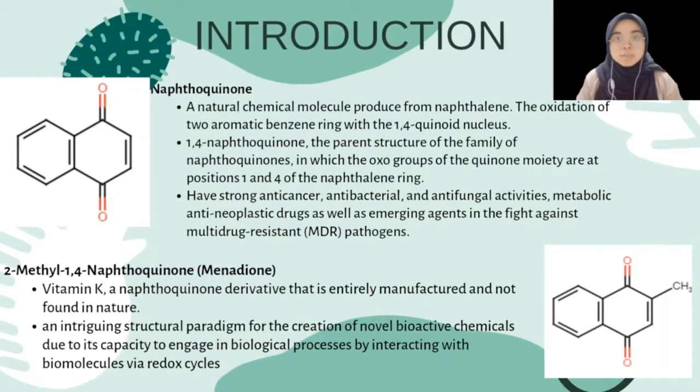For the introduction, I will explain about the compounds naphthoquinone and menadione. Firstly, naphthoquinone is a naturally occurring compound derived from naphthalene. When two benzene ring atoms in the naphthalene nucleus undergo oxidation, it results in 1,4-naphthoquinone. The quinone ring contains a double bond conjugated with carbonyl groups, making it reactive to reduction, oxidation, and nucleophilic attacks from oxygen, nitrogen, and sulfur nucleophiles. Agents can rapidly reduce 1,4-naphthoquinone to form 1,4-dihydroxynaphthalene.